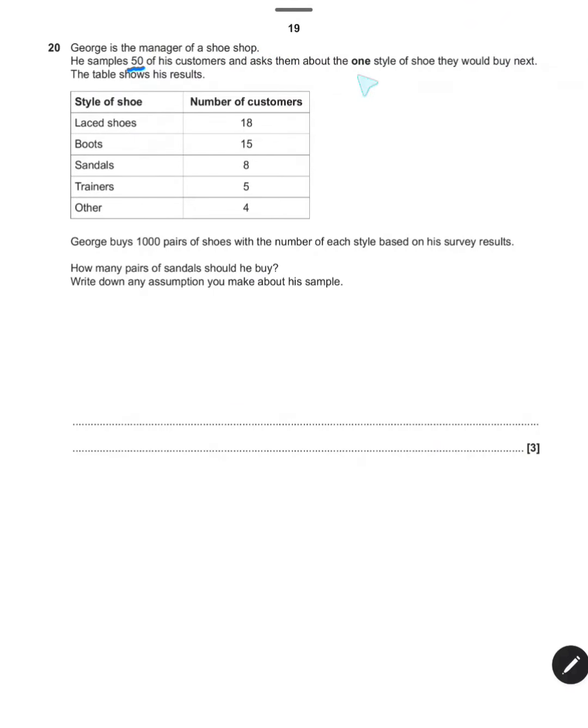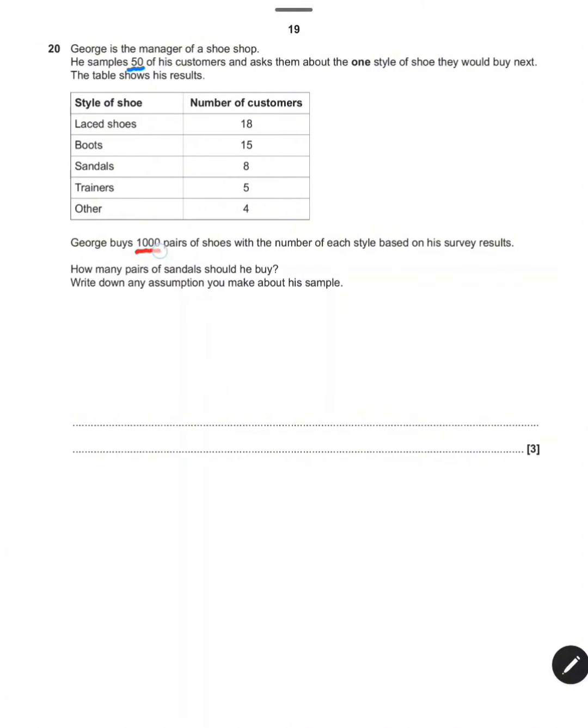So in this question, we've got a manager of a shoe shop and he samples 50 customers and asks them about one style of shoe that they would buy next. Here are his results. We've got the different types of shoe and how many people said they would buy that type of shoe. George buys 1,000 pairs of shoes with the number of each style based on this survey, these results. And we want to know how many pairs of sandals.